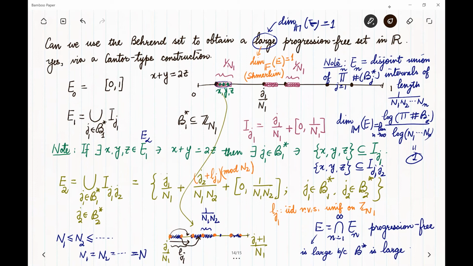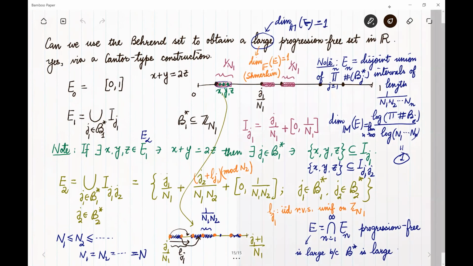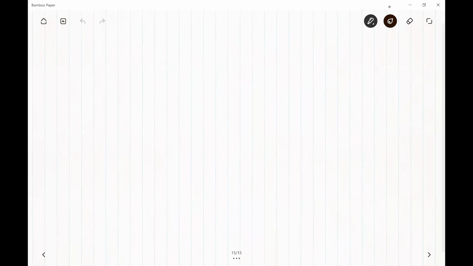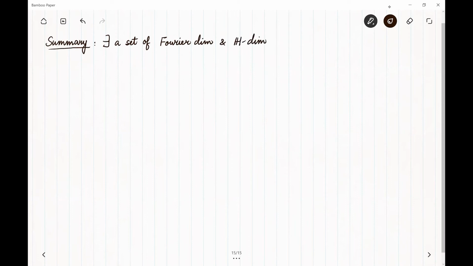Okay. So let's take a look then at what's our conclusion, our summary so far. Summary. There exists a set of Fourier dimension and Hausdorff dimension 1, which is progression free.